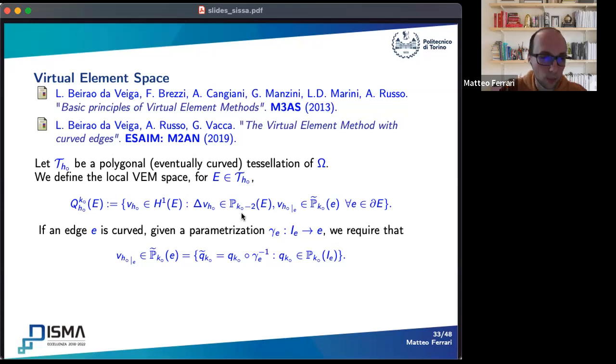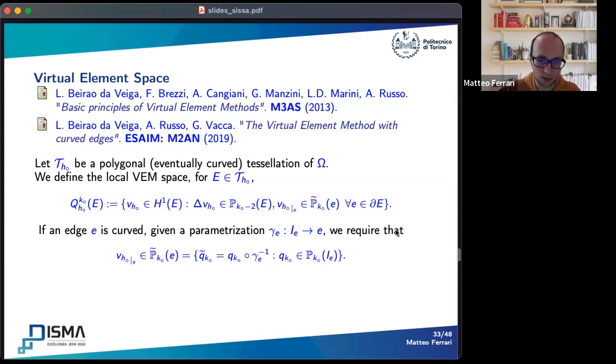Let's observe that in the polygonal case, not in the curved one, only in the polygonal, in this space we have polynomials of degree k. In fact, the Laplacian of a polynomial of degree k is a polynomial of degree k minus two. And restricted to the boundary, a polynomial is a polynomial, clearly. However, we have some other functions. One can compare the dimensions of the polynomial space and this space, and we have a gap.